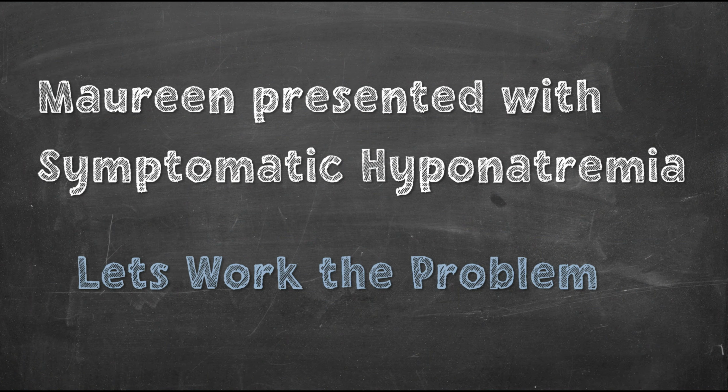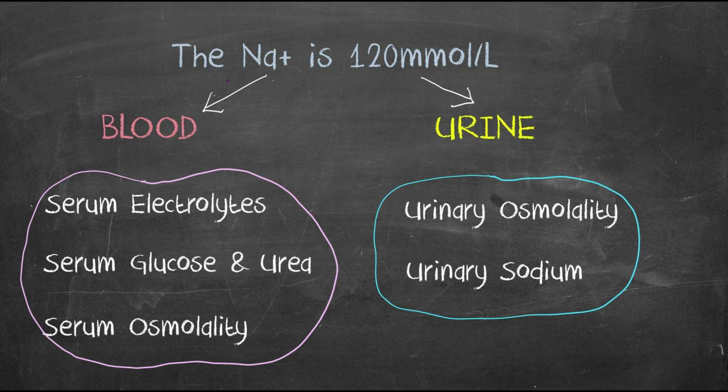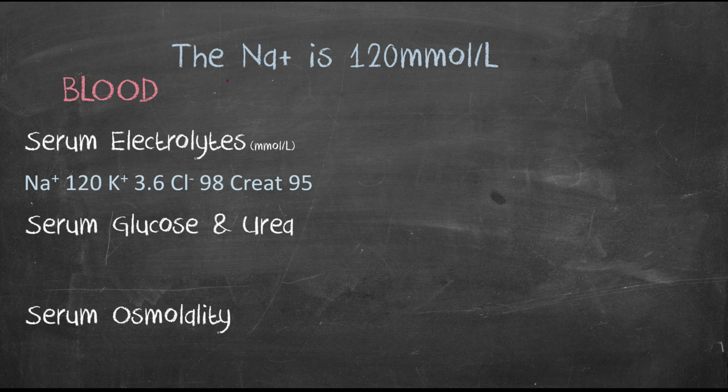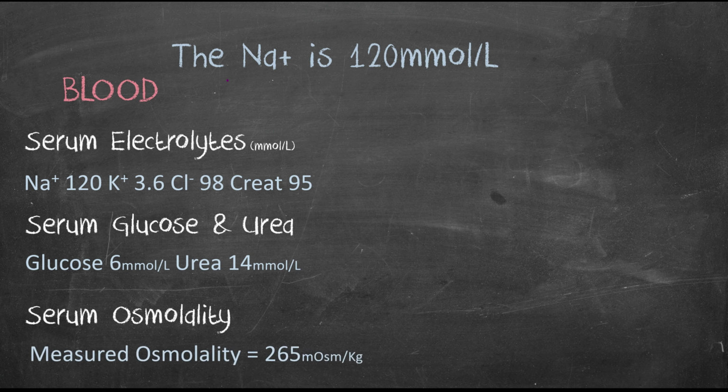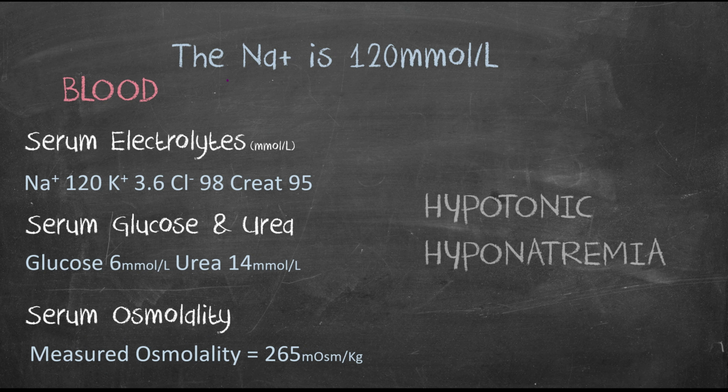Let's work the problem. We'll do her blood tests and her urine tests. On her bloods, her sodium is 120, her potassium is 3.6, her chloride is 98, and her creatinine is 95. Again, that creatinine is normal. Her glucose is 6 millimoles per litre, that's normal, but her urea is slightly raised. Her urea is 14 millimoles per litre. Her measured osmolality is 265 milliosmoles per kilo. So Maureen has hypotonic hyponatremia.